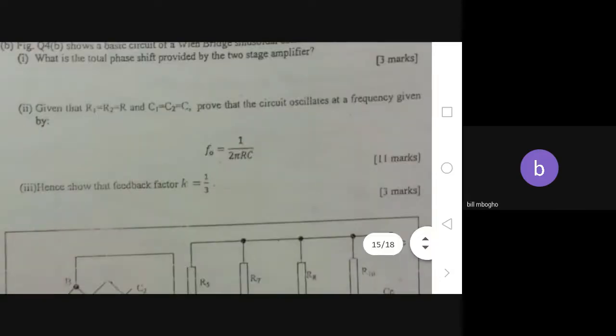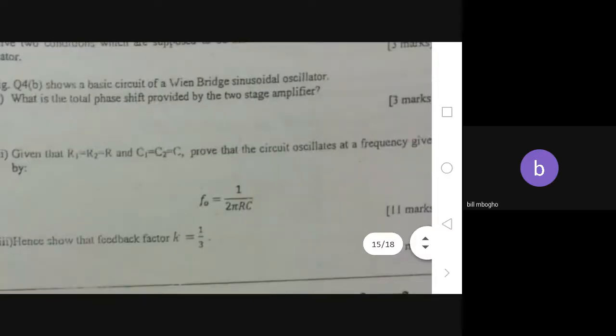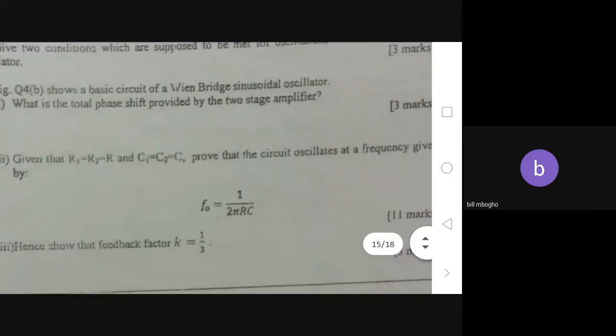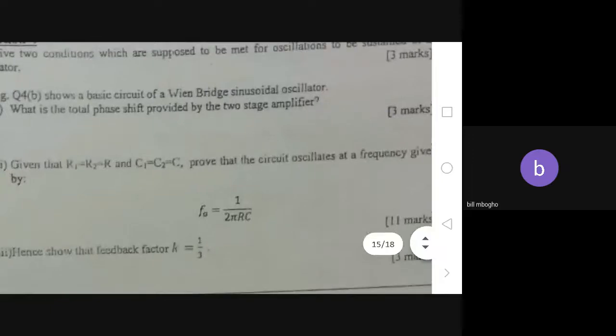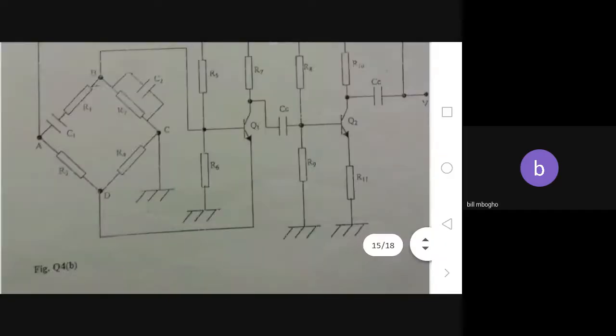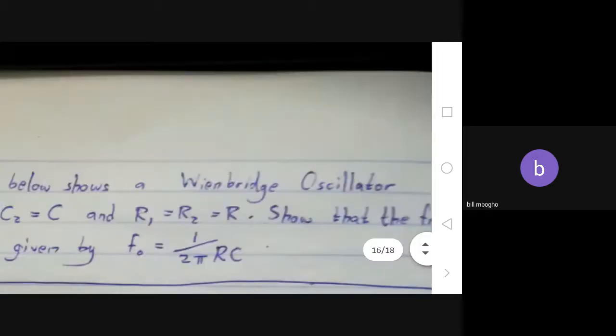And the next part was, given that R1 equals R2 equals R, and C1 equals C2 equals C, prove that the circuit oscillates at a frequency given by that, and hence show that the feedback factor K is equal to 1 over 3. Okay, so that's the circuit, the same circuit.